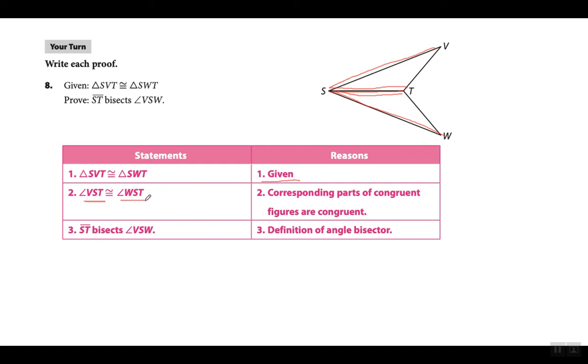And that's what they're doing in line 2. They're saying that angle VST is congruent to angle WST. Why? Because the corresponding parts of congruent figures are congruent. When you think about it, these are both angle S. Angle S up here has to be congruent to angle S. They both have the same vertex. There's a word we haven't mentioned in a few classes, but they both have the same vertex. Angle VST is congruent to angle WST. Therefore, on the last line, you write what you proved. Segment ST bisects angle VSW, because that is the definition of angle bisector.